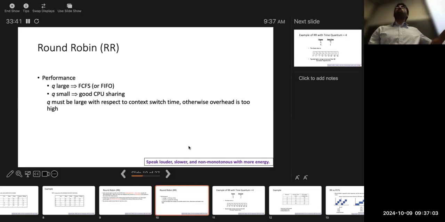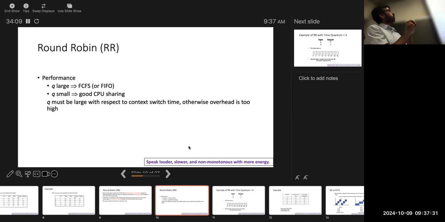On the other hand, if Q is relatively small, then we will have good CPU sharing. For example, in the case where the value of Q was 5, the CPU was shared among the ready processes in a comparatively fair way.